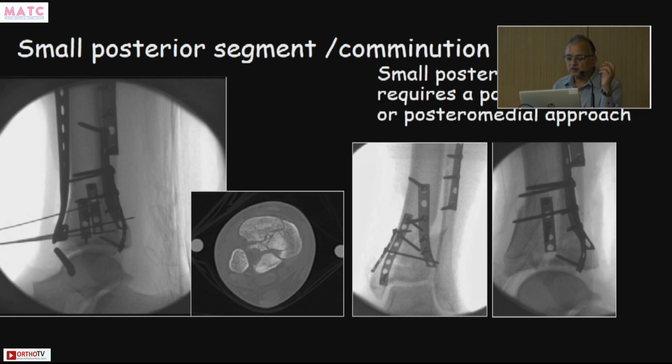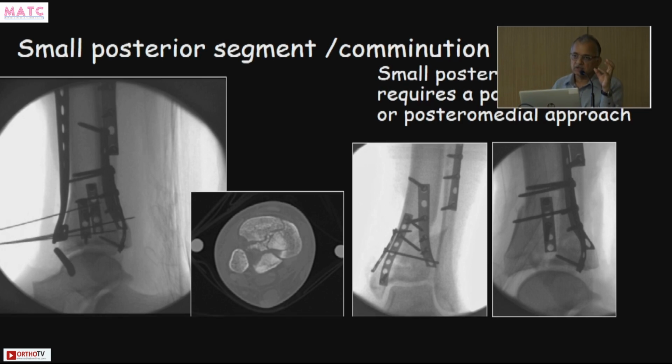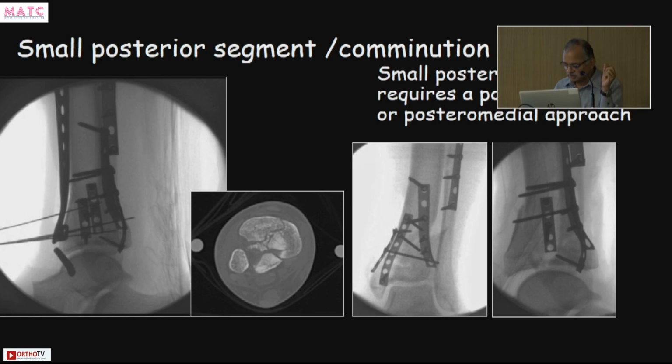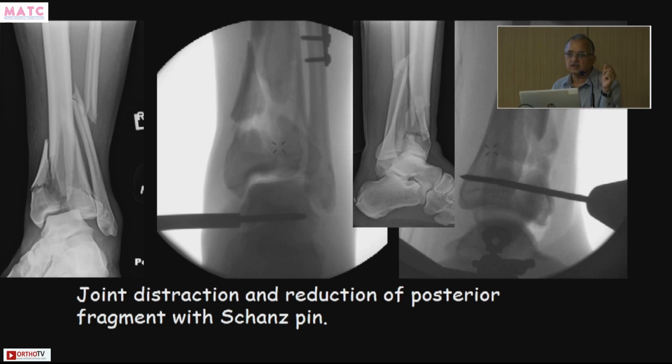So these smaller fragments which are not amenable to distraction can be directly reduced by smaller mini approaches in addition to a single standalone approach. Joint distraction and reduction of the posterior malleolus can be aided here. If the posterior malleolus is not reducible in spite of distraction, you can use a Schanz pin to maneuver that and get it in anatomical position to reduce the articular surface.